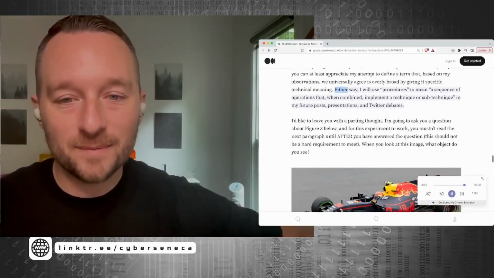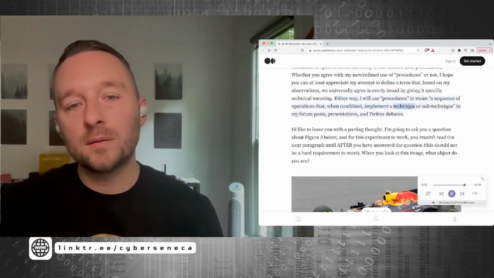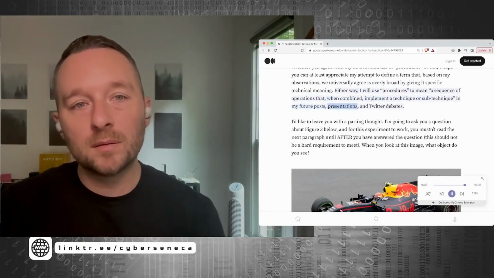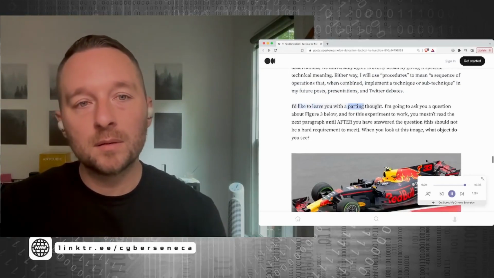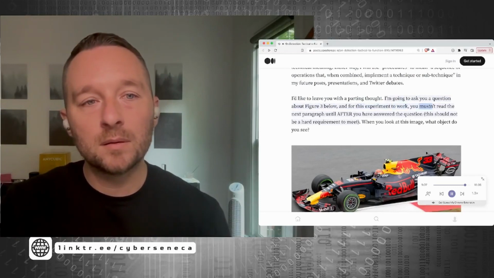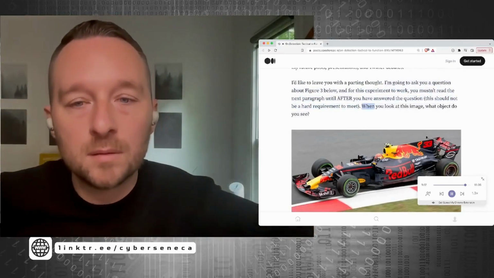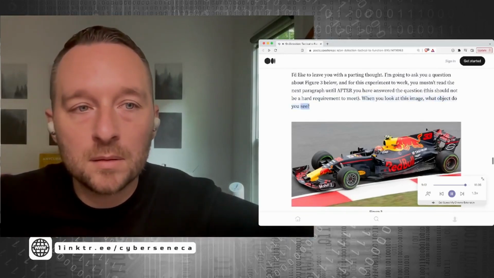Okay, let's go. Either way, I will use procedures to mean a sequence of operations that, when combined, implement a technique or sub-technique in my future posts, presentations, and Twitter debates. I'd like to leave you with a parting thought. I'm going to ask you a question about figure 3 below, and for this experiment to work, you mustn't read the next paragraph until after you have answered the question. This should not be a hard requirement to meet. When you look at this image, what object do you see?